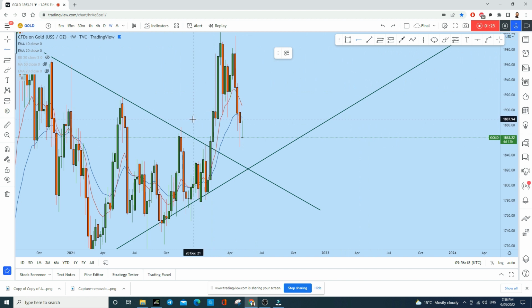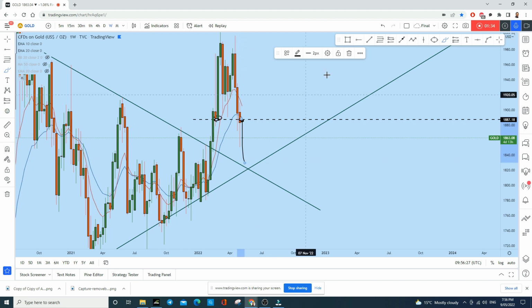Now what did I say? That gold is likely to test this previous weekly candle support as a resistance, and gold has done exactly that. Now we see that gold is melting to the downside.